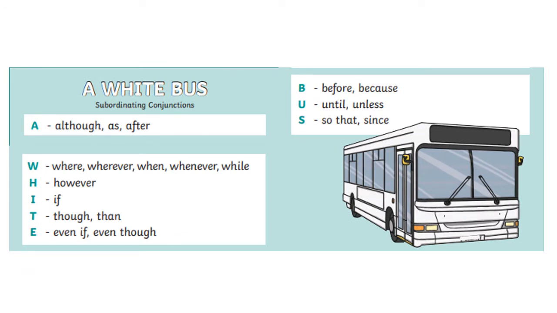Hopefully you managed to get most of those. We've got A, we've got although, as, and after. W, we've got where, wherever, whenever, when, and while. H, however. I, if. T, we've got though and than. E, we've got even if, even though. And B, we've got before, because. U, until, unless. S, so that, and since.